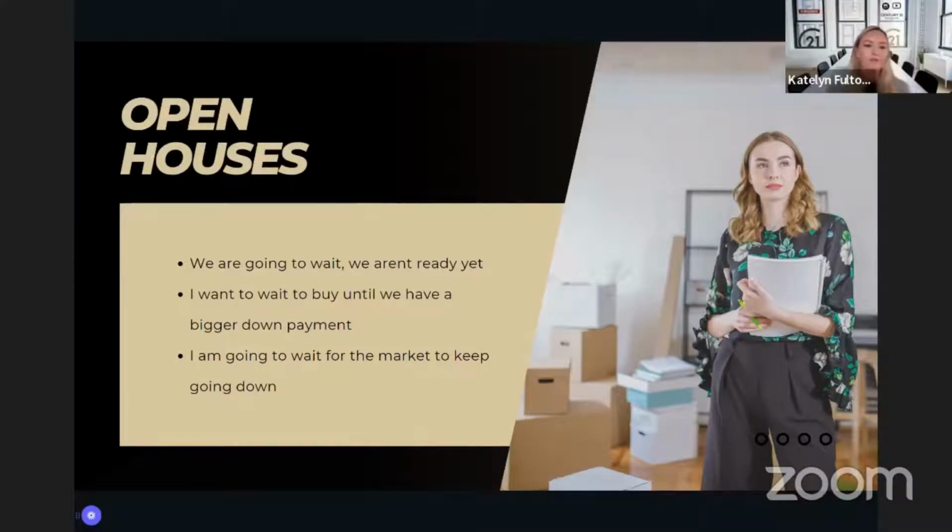Okay. So here's some common ones that you guys may see at an open house. So we're going to wait. We aren't ready yet. I want to wait to buy until we have a bigger down payment. We're going to wait for the market to keep going down. I'm sure, who's done open houses recently? Have you guys heard these objections pretty much? These are pretty common in any market. So these are mostly what you're going to hear from these people coming in.